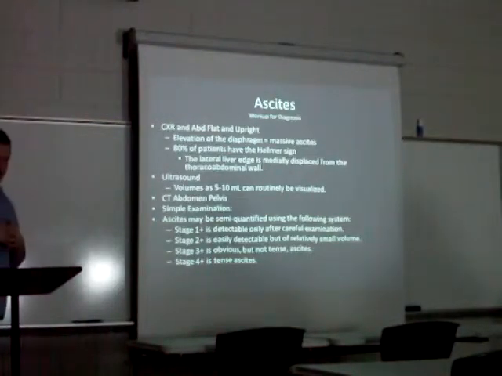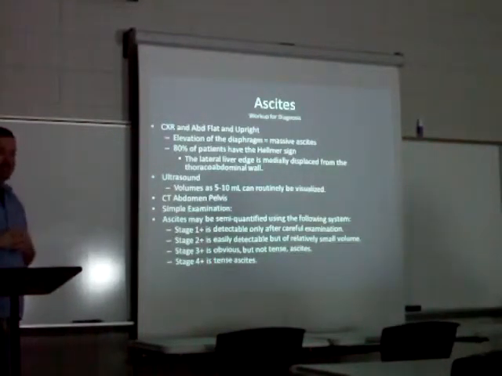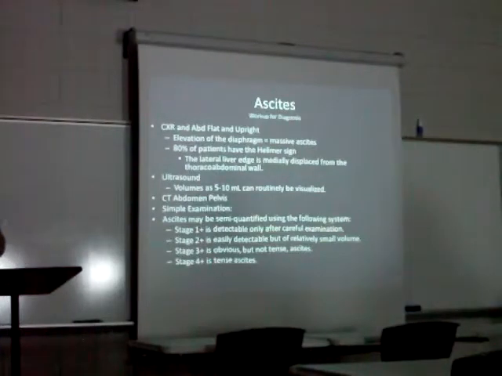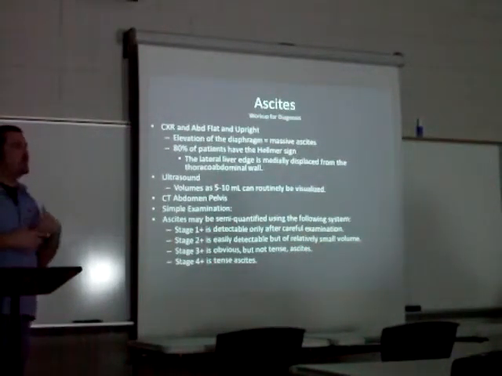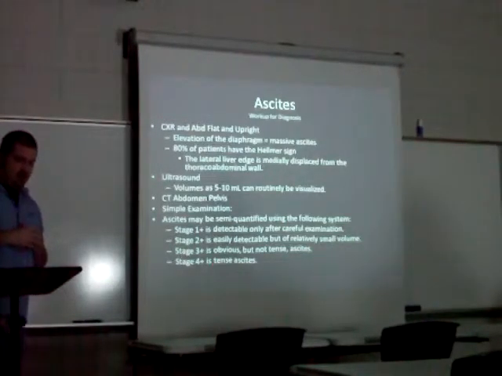Stage 1 is detectable only after careful examination, so if they really take their time and really know what they're looking at, they might be able to find it. This is pretty much indicative of a low-grade ascites. Stage 2 is easily detectable, but of relatively small volume, meaning that you can actually detect it, but it's still of a low volume.